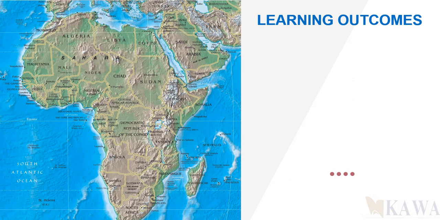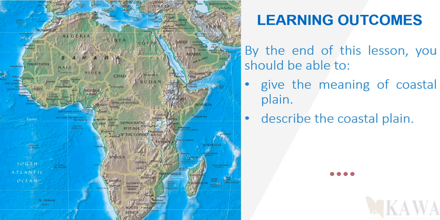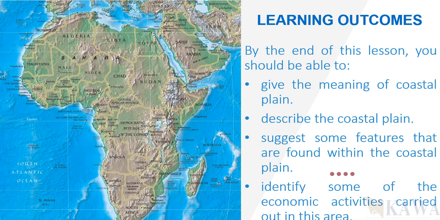We are focusing on the learning outcomes: by the end of this lesson, we should be able to give the meaning of the coastal plain. We should also be able to describe the coastal plain of Africa, and here we are referring to the area around the whole of the African continent, the area where the sea or the ocean meets the land. Number 3, we should be able to suggest some of the features that are found within the coastal plain. And number 4, we should be able to identify some of the economic activities carried out in this area.